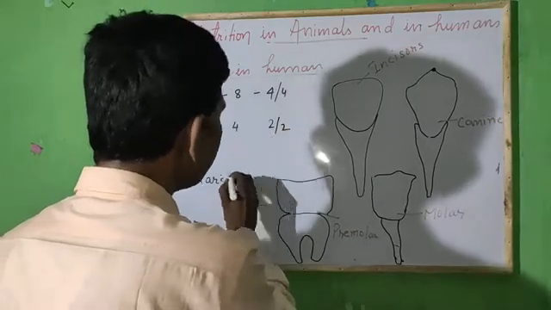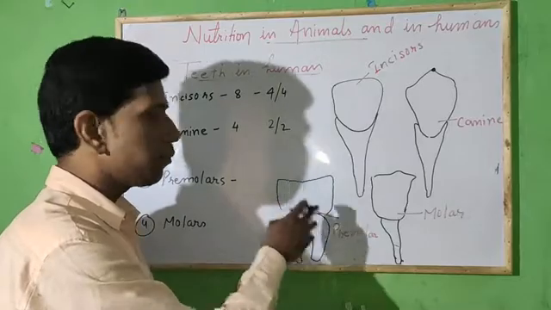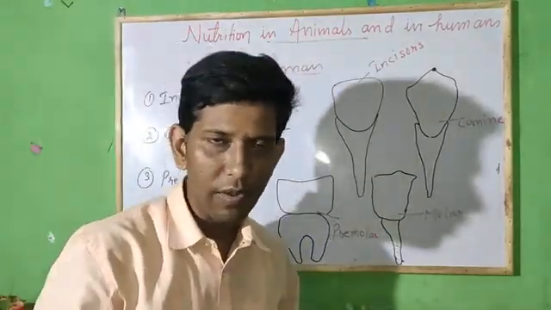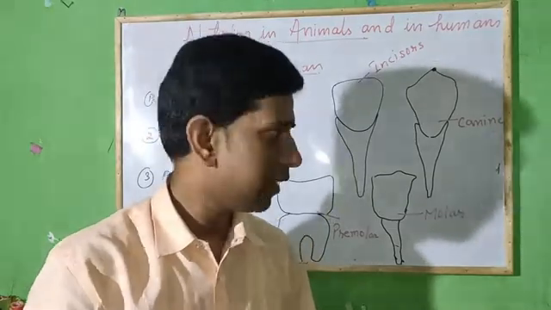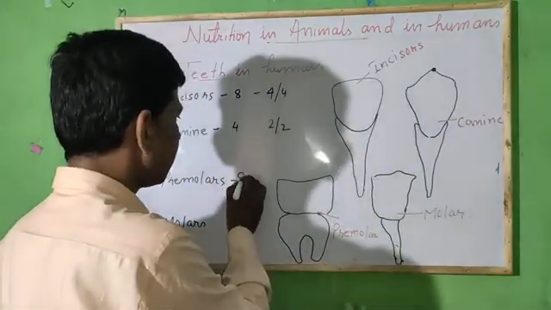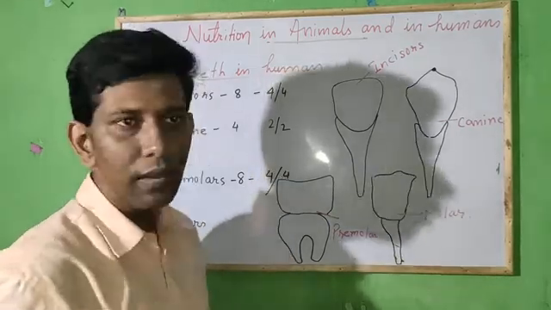Clear? Premolar. You can see the premolar is here. Premolar is very important. It is responsible for crushing and grinding the food material. Clear? The total number is 8. 4 are present in the upper jaw, 4 are present in the lower jaw.